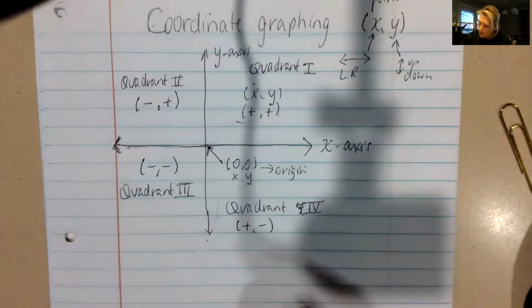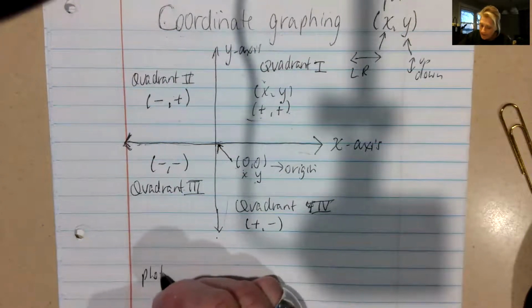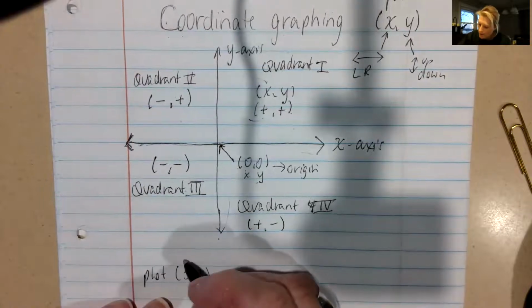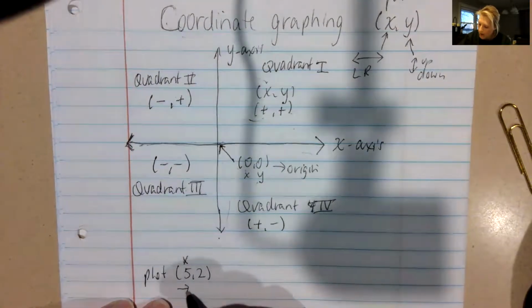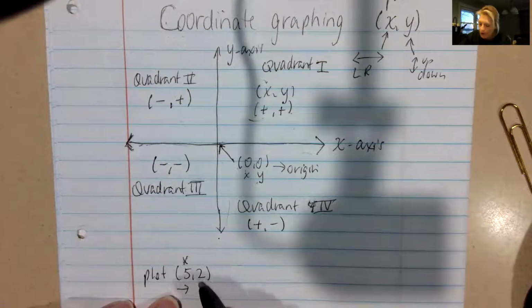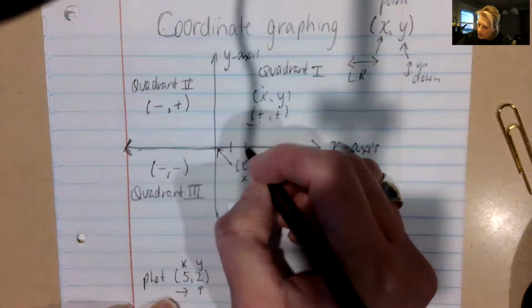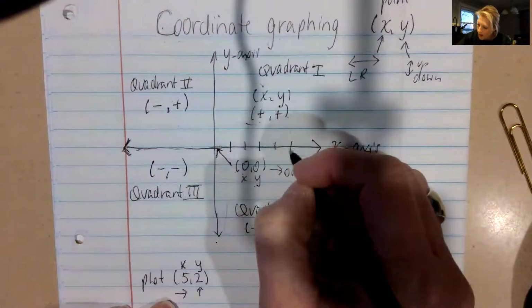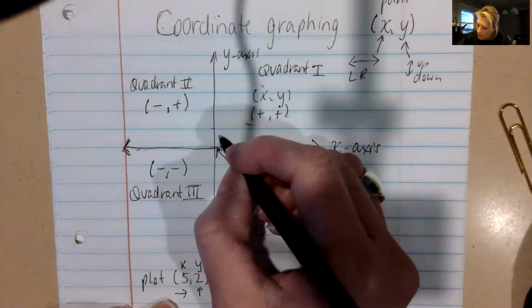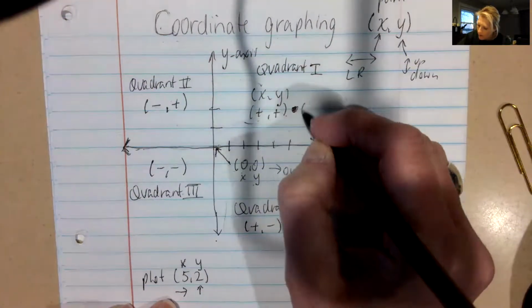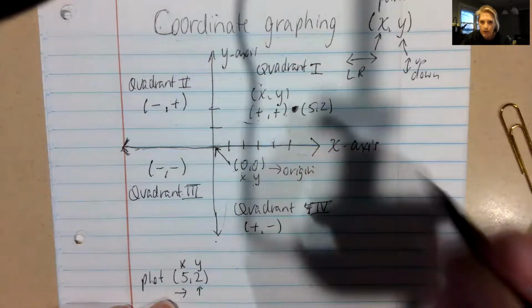So if you were to plot the point 5, 2, that means you're going to the right 5, and then you're going to go up 2 for Y. So you're going to go 1, 2, 3, 4, 5, and then you're going to go up 2, 1, 2. So 5 and 2 would be the point 5, 2.